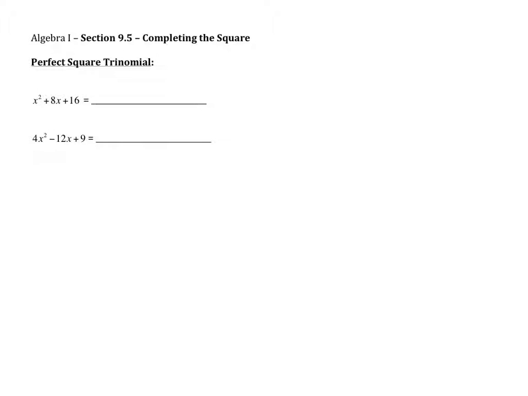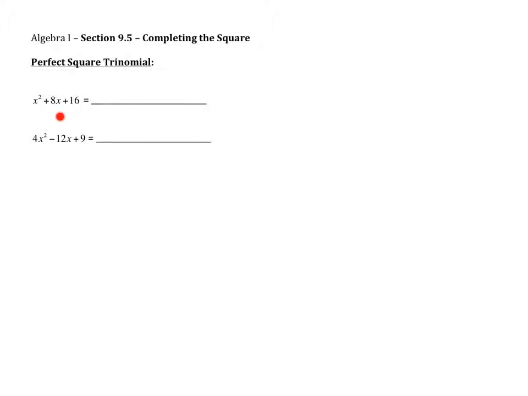Section 9.5 is about completing the square, but before we can figure out what completing the square means, we need to talk about perfect square trinomials. So remember, a trinomial is a polynomial with specifically 3 terms. And what makes it a perfect square trinomial is the fact that when I factor it, I'll end up with a parentheses squared. So here's 2 examples.